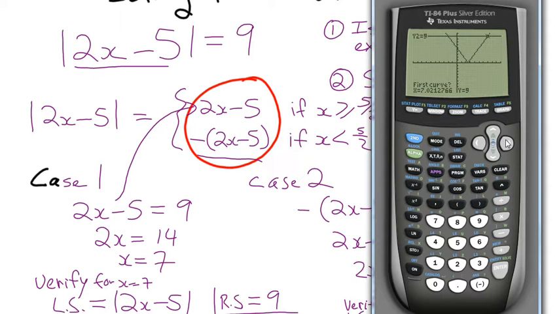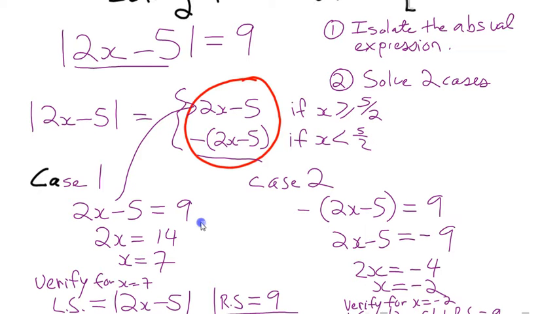Find the intersection. Okay, actually I'll show you a different method. We'll do another verification. We're going to hit enter 3 times: first curve, second curve, and guess. And there it is, 7. Okay, so that's verification, which really for this you didn't need. 2 times 7 is 14, minus 5 is 9. The absolute value of 9 is 9. 2 times negative 2 is negative 4, minus 5 is negative 9, whose absolute value is 9. But I figured I should show that.